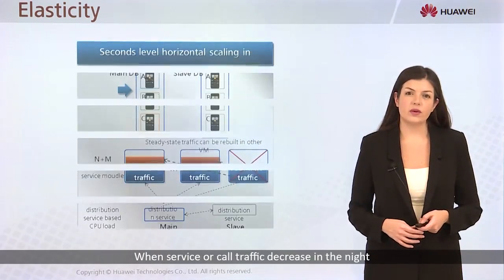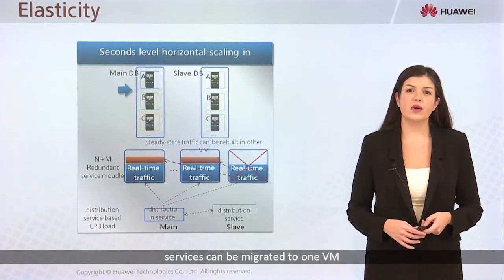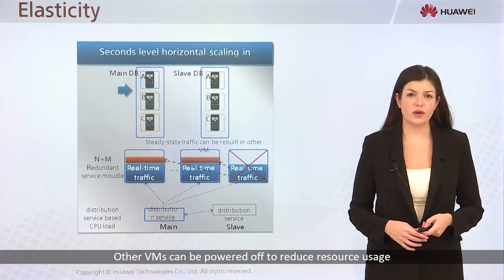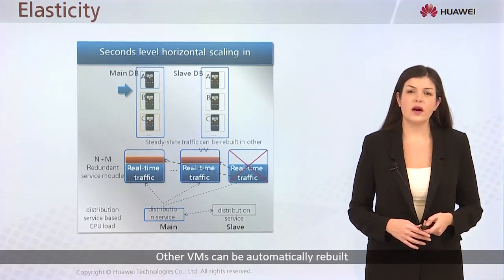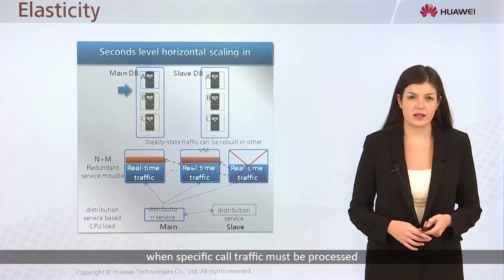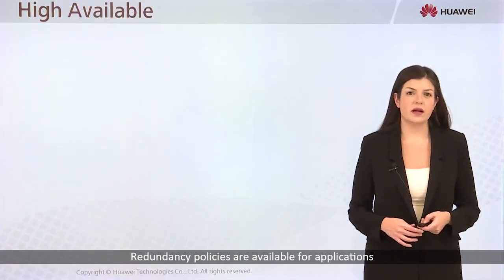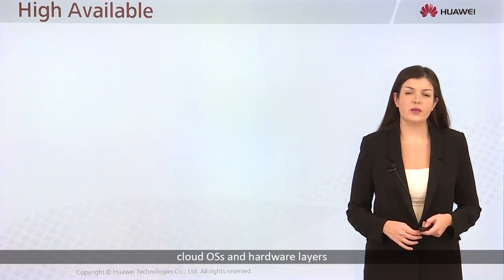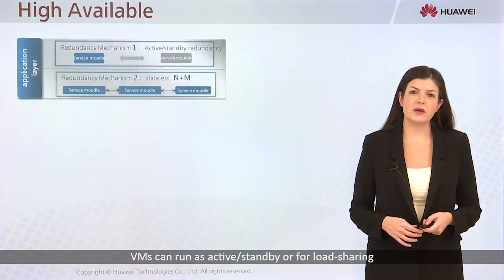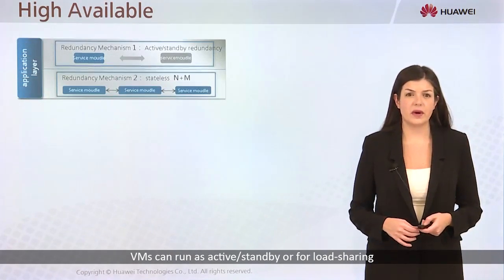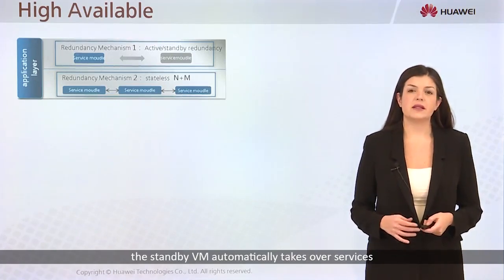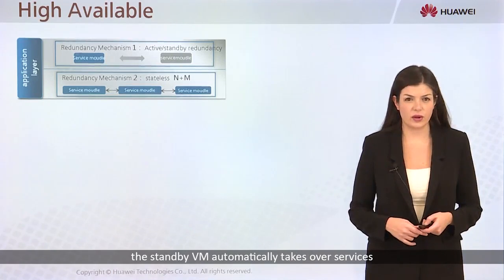When service or call traffic decreases in the night, services can be migrated to one VM. Other VMs can be powered off to reduce resource usage. Other VMs can be automatically rebuilt when specific call traffic must be processed. Redundancy policies are available for applications, cloud operation systems, and hardware layers. On the application layer, VMs can run as active or standby or for load sharing. When the active VM is faulty, the standby VM automatically takes over services.